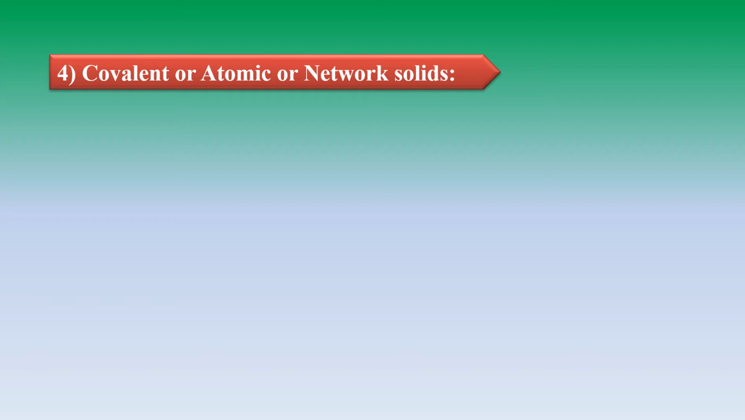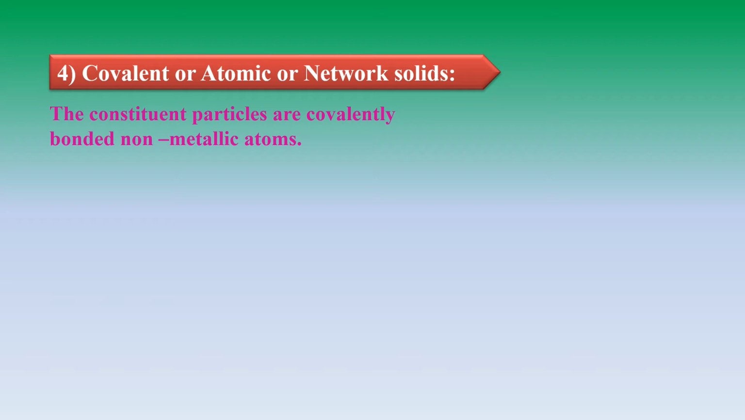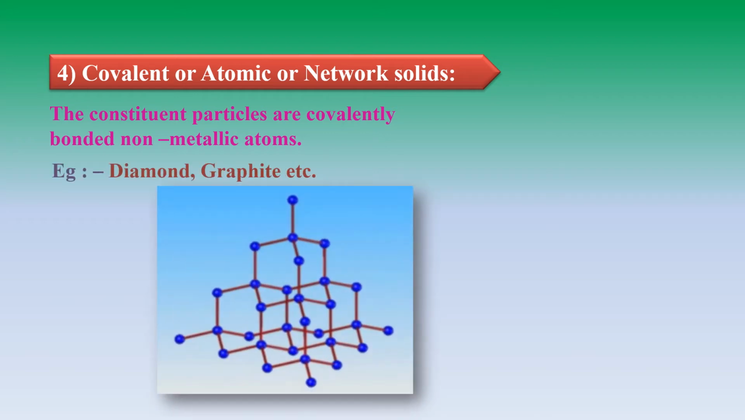Fourth one is covalent or atomic or network solids. In covalent solids, the constituent particles are covalently bonded non-metallic atoms. Example is diamond and graphite, where there is a bond between carbon and carbon through a covalent bond.